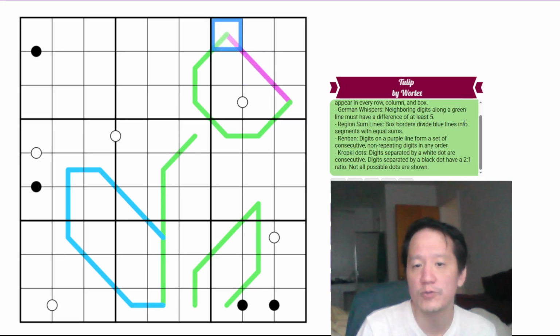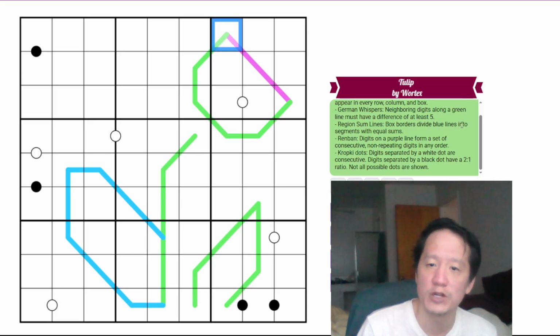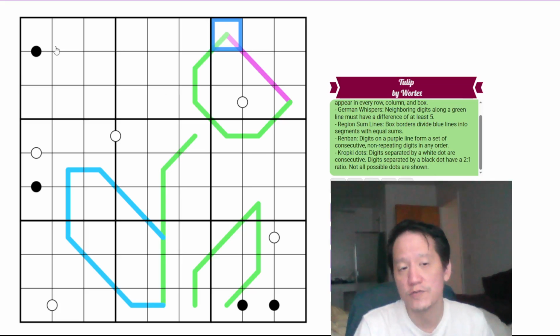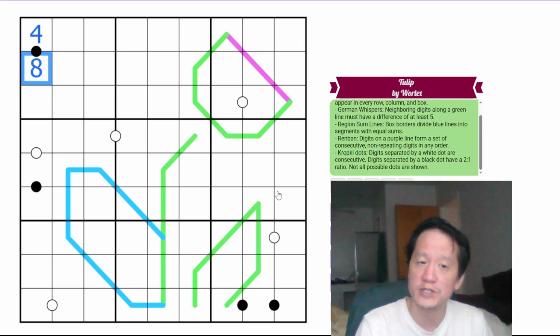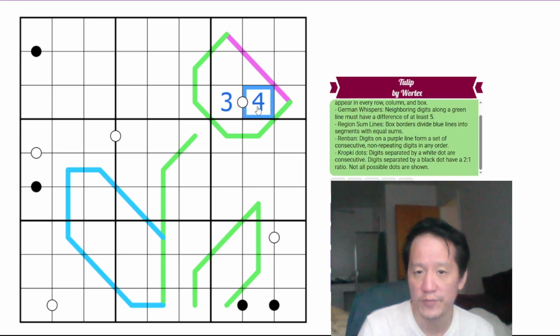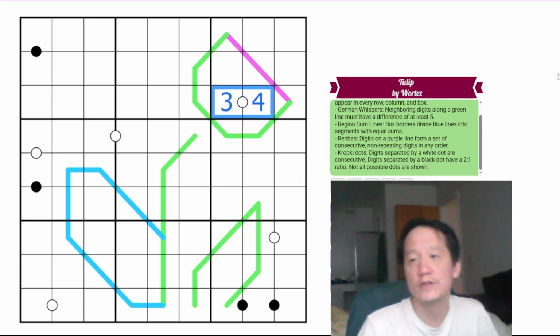And then finally, we have Kropki dots, where digits separated by a white dot are consecutive, and digits separated by a black dot have a 2-to-1 ratio, and not all possible dots are given. So for example, if this were a 4, this would have to be a 2 or an 8 to maintain the 1-to-2 ratio. And if this were, say, a 3, this would have to be a 2 or a 4 to make sure that these digits are consecutive. And those are all the rules.